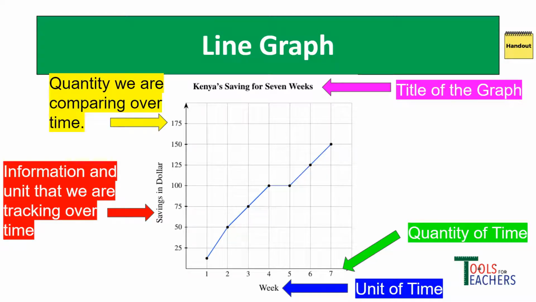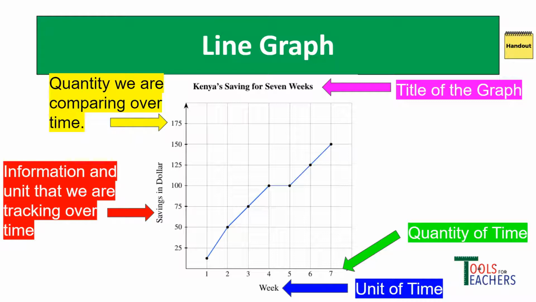We can see week 1, Kenya had about $12. Week 2, she had $50. Week 3, she had $75. And week 4, she had $100. And week 5, she still had $100. So she must not have earned more that week.